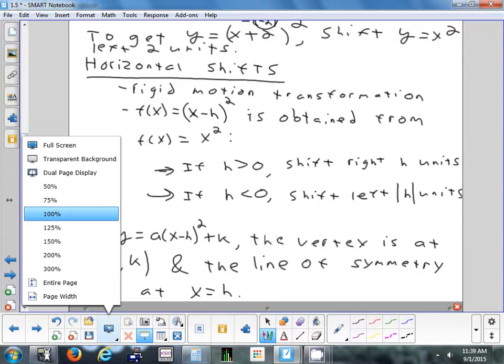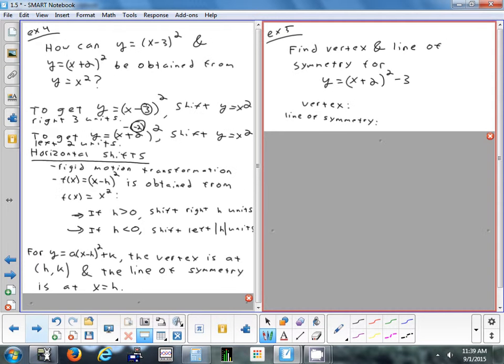All right, so let's try this one. All I want to know in this one, you don't have to graph it if you don't need to, is what the vertex is going to be and where the line of symmetry is. Anyone think they can tell me where the vertex is going to be? Be careful, especially with signs. Yeah, James? Okay, you're close.